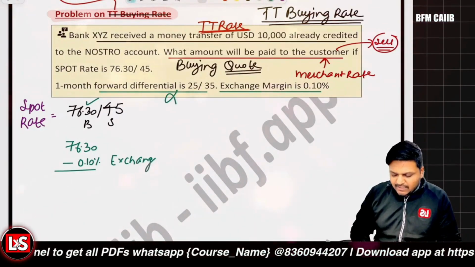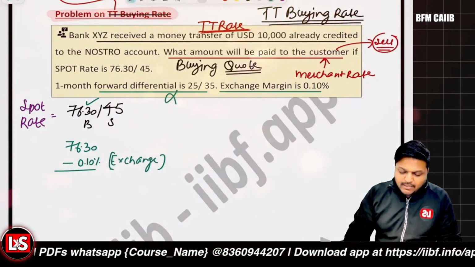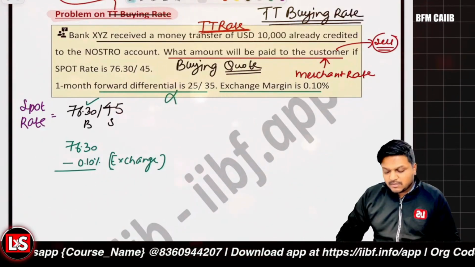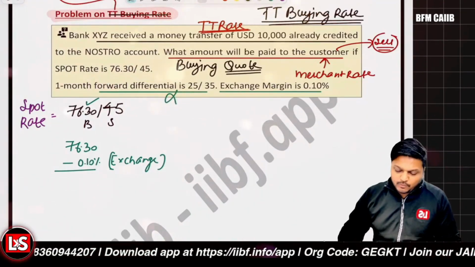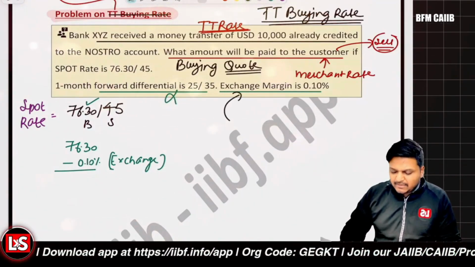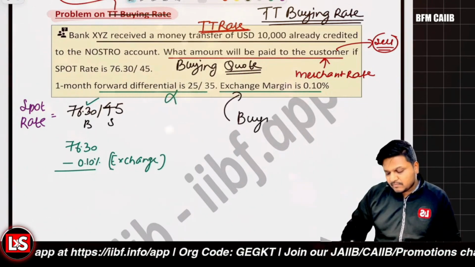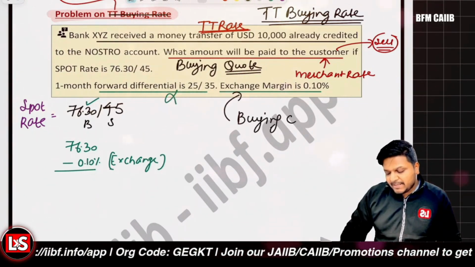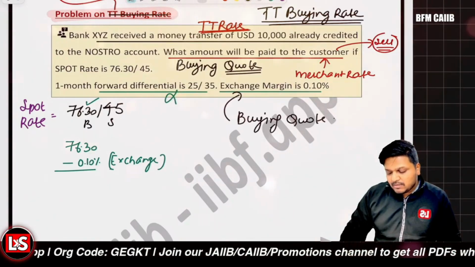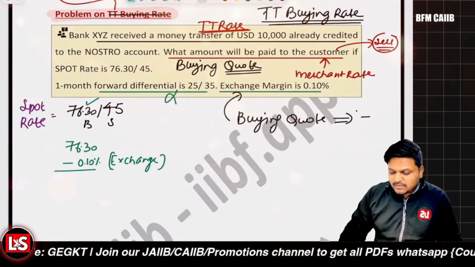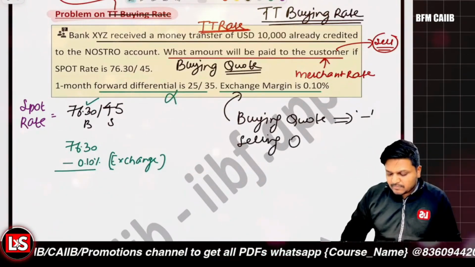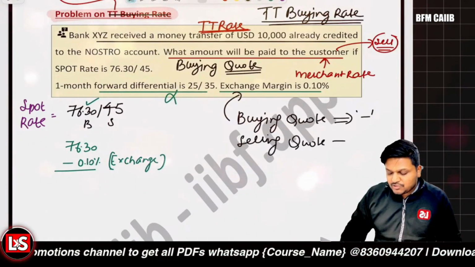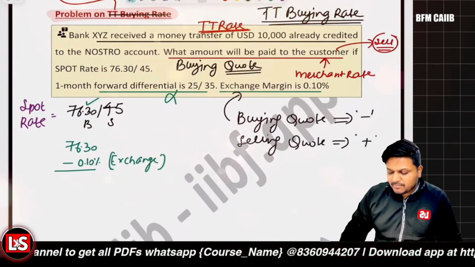This is a very important rule that you should know and consider from the exam point of view. Whenever it is a buying quote, the exchange margin is to be subtracted. And whenever it is a selling quote, the exchange margin is to be added up.